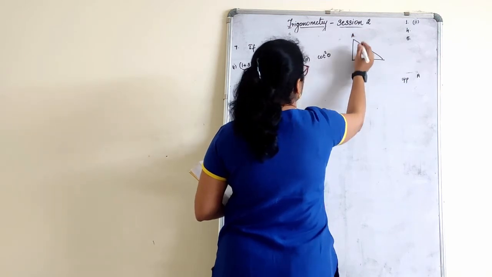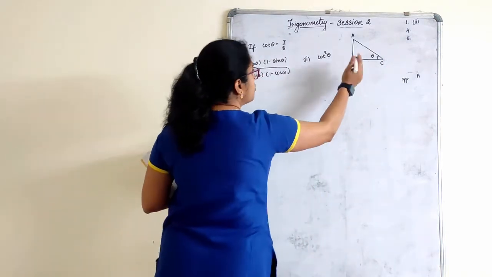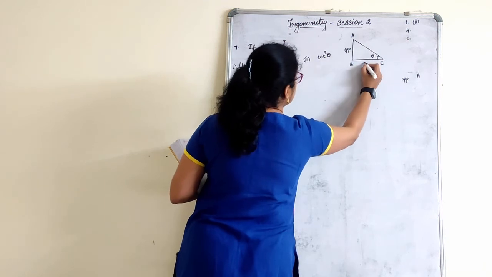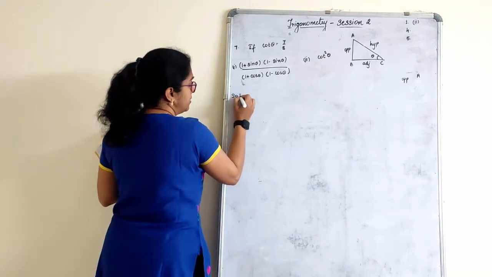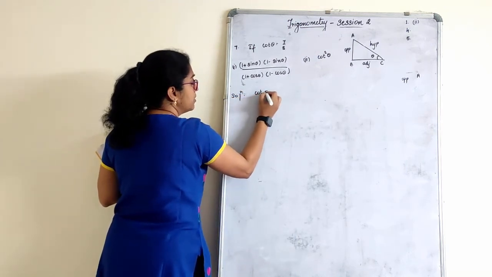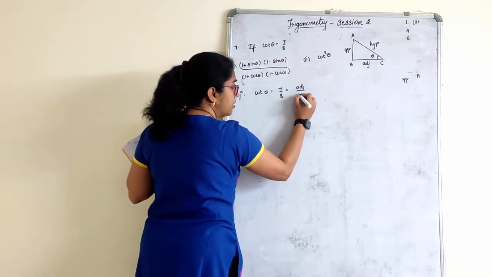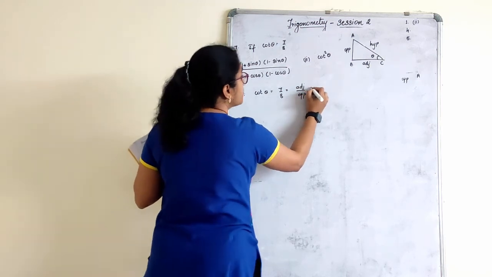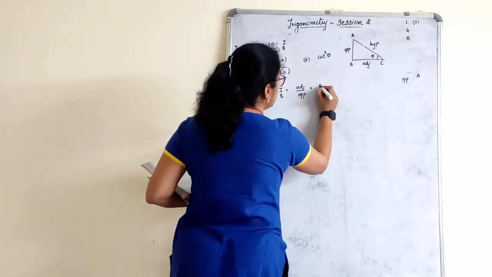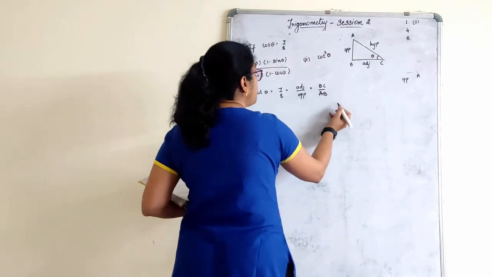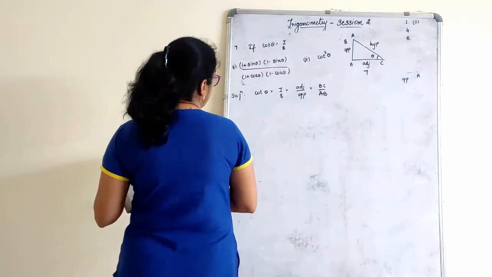Cot theta is given. Just consider triangle ABC, and whichever angle you want as theta, write theta there. I have taken angle C as theta. With respect to this, I will write opposite, adjacent and hypotenuse. Solution part: cot theta is equal to 7 by 8, that is adjacent upon opposite. Adjacent is BC and opposite is AB, so BC is 7 and AB is 8. Hypotenuse, what we have to find?